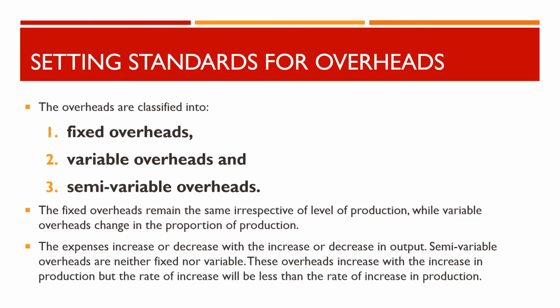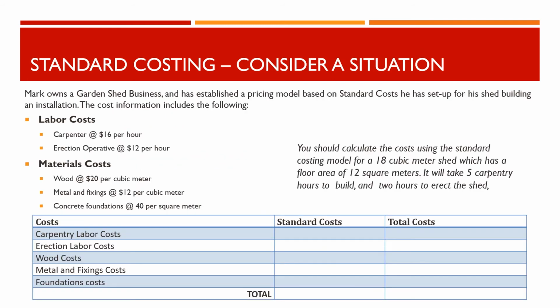The overheads are classified into fixed overheads, variable overheads and semi-variable overheads. The fixed overheads remain the same irrespective of level of production, while variable overheads change in the proportion of production. The expenses increase or decrease with the increase or decrease in output. Semi-variable overheads are neither fixed nor variable. These overheads increase with the increase in production, but the rate of increase will be less than the rate of increase in production. Now consider this situation.